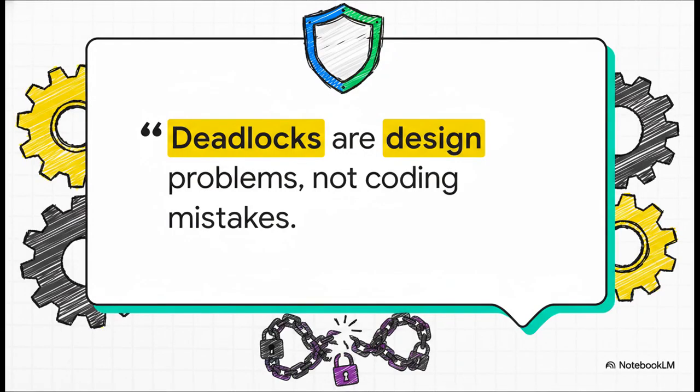And if you remember just one thing from this whole explainer, please make it this quote. Trying to hunt down a deadlock with a debugger is an absolute nightmare. The only real way to defend against it is to design your locking strategy carefully from the very beginning. It is a design problem, not some simple bug you can just patch up later.